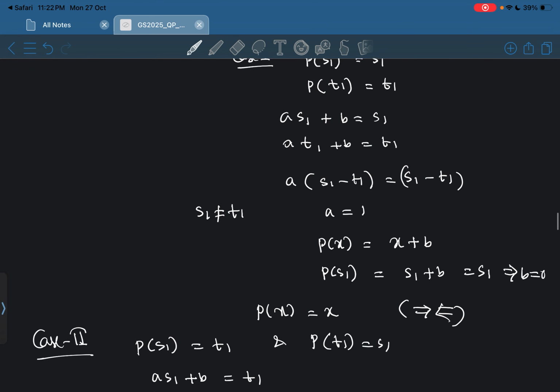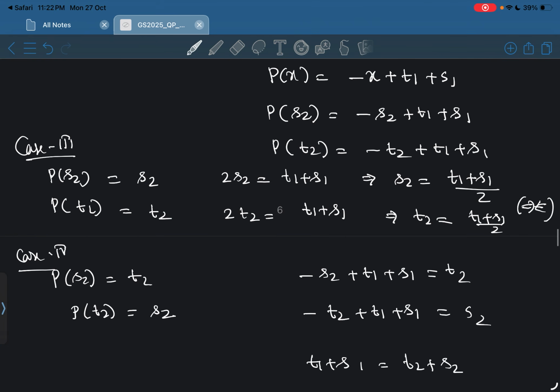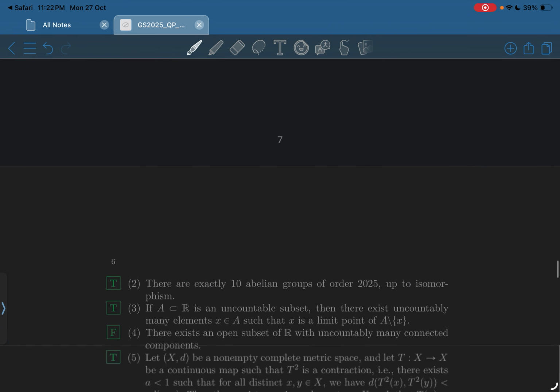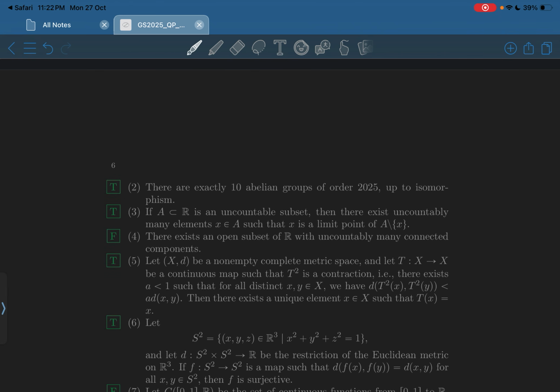Okay, so this is a very simple problem. You just put the value and check, because this is a linear polynomial, right? So that's why it's not very difficult to solve. Okay, so now it is question number 2.